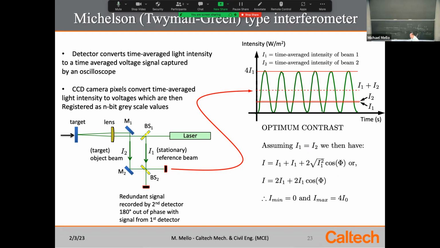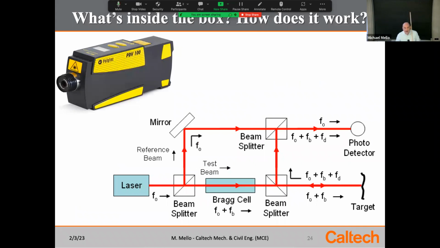Okay. All right, so we're almost there. Now we can start to see it. Now I want to unravel for you what's inside the box. This is what slide 1 was when I started this presentation on Wednesday. I said, this is a commercial device called the PDV100 sold by Polytech. And this is what you get as the end user.